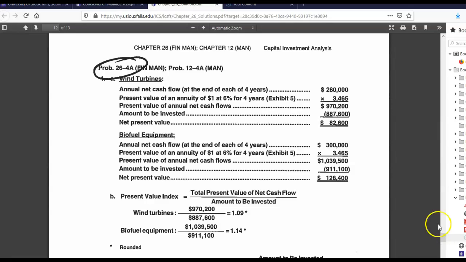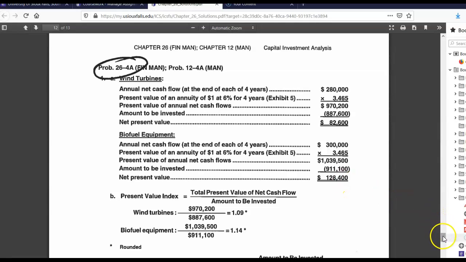So in this case, it came out to a net present value of 82,000. So we know it is positive. We know then, if this was based on 6%, we've exceeded 6%. On the biofuel, it also exceeded it, by 128,000, so it also exceeded 6%.